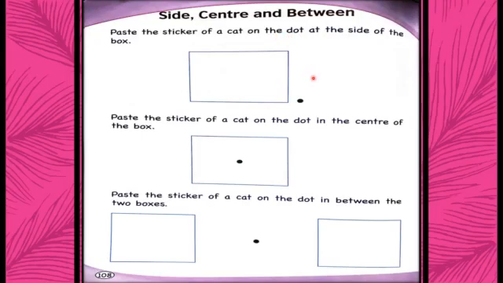Okay, there will be a cat sticker in it. You have to take out that sticker and then this is a box, and on this side this dot is at the side of this box. So first sticker you will put on this dot. Okay, now this is a side of the box.